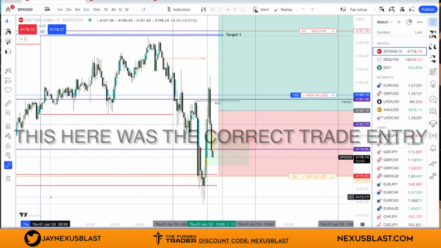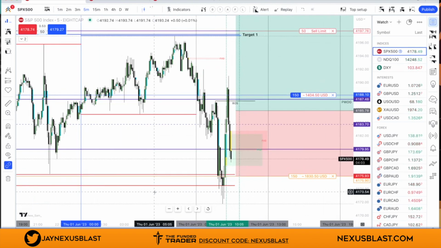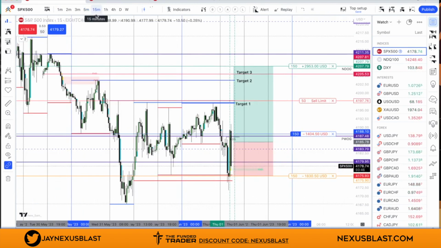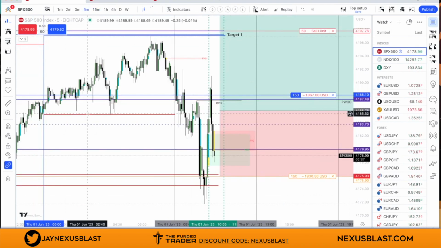This is where I should have taken the entry, because this respects 100% of the protocol. We're right now in the fair value gap. We're seeing some resistance. So this was the optimal entry for this trade, and the risk to reward would have been absolutely insane on this.